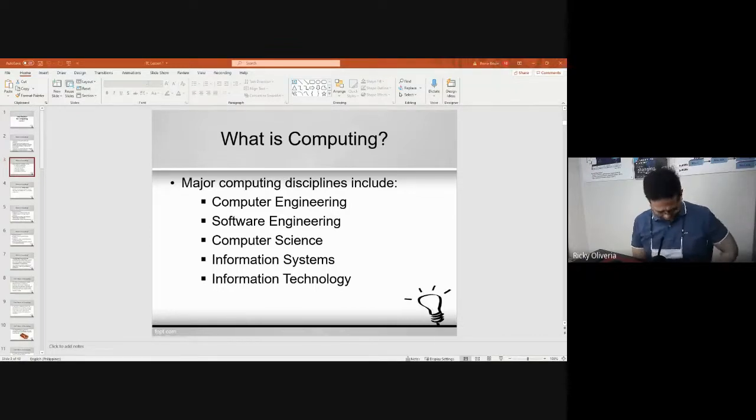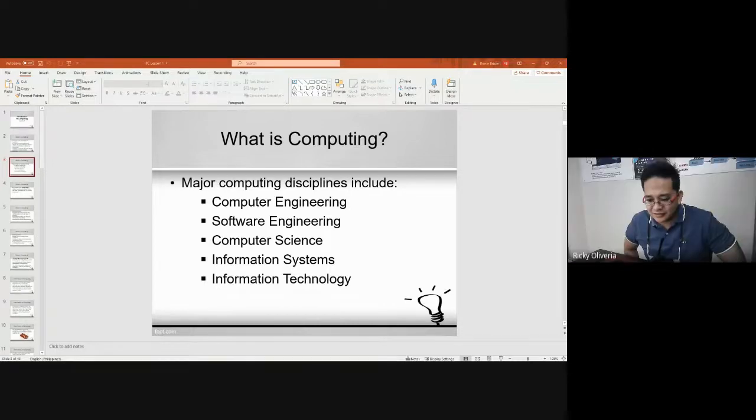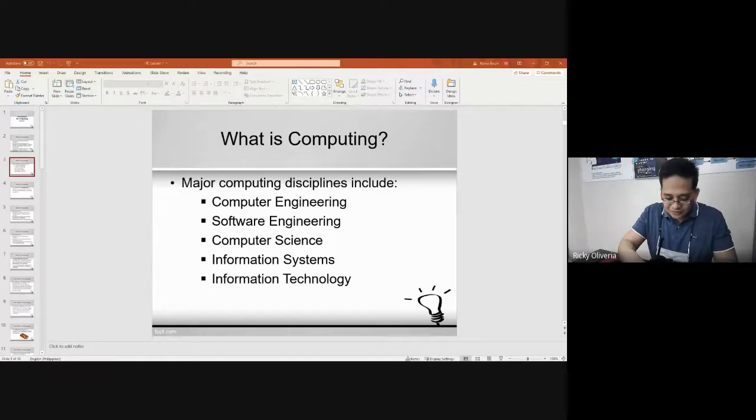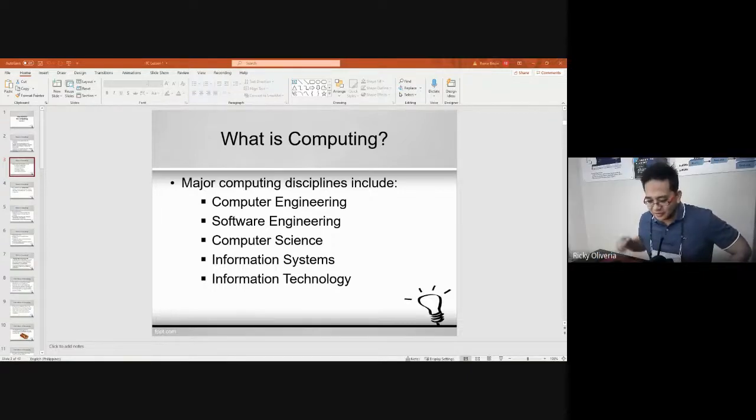Anong ginagawa nyo ba bilang mga IT? Sir. Sige, Uriel. Nagmamanage ng hardware, software, and networks, sir. Okay, they are hardware, software, and network. Any more? Additional to that? Sir. Sige, Van Jeremy. Paggamit ng computer at lumikha ng mga prosesong mga gawain, sir. Paggamit ng electronic computer. Okay, and processes. Any more?